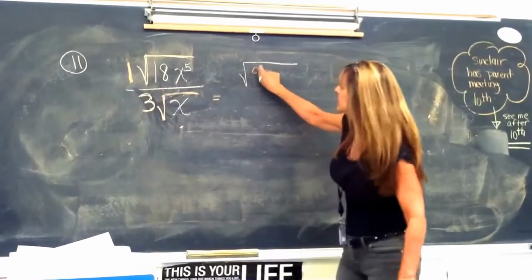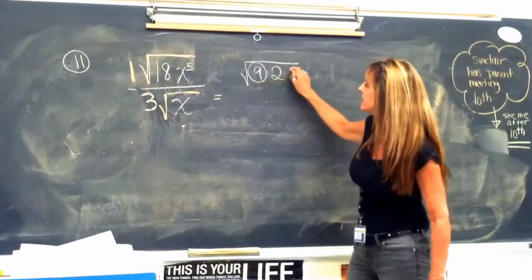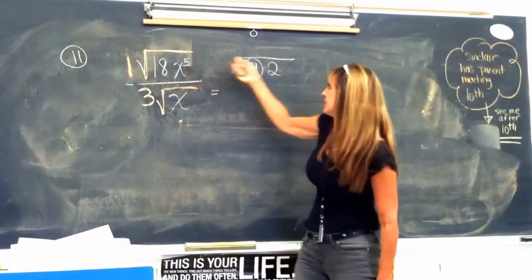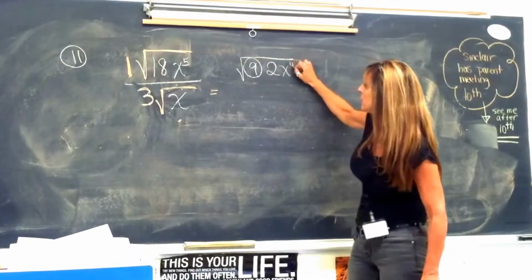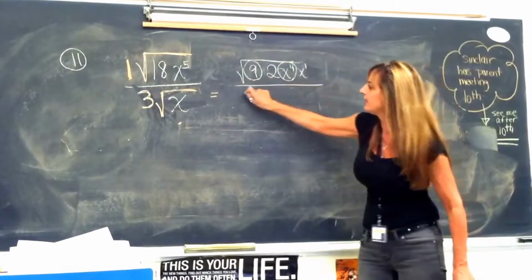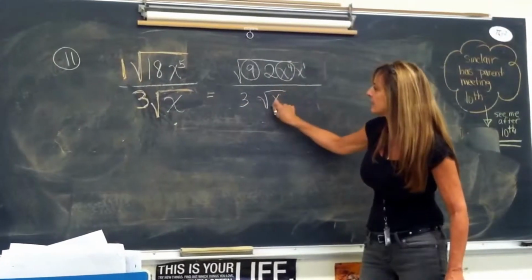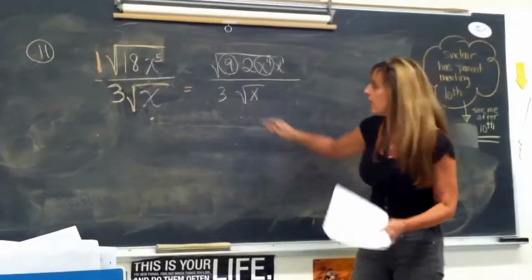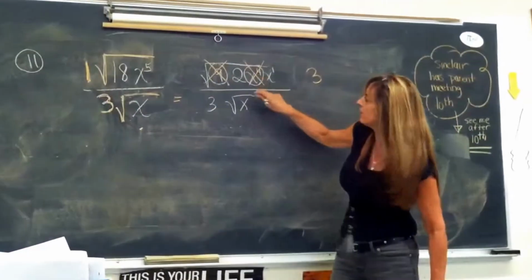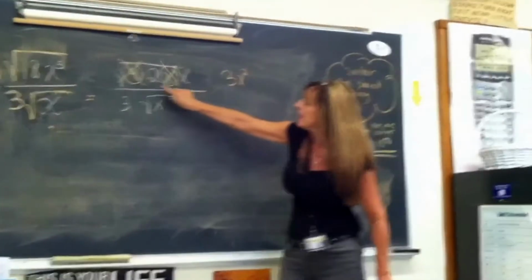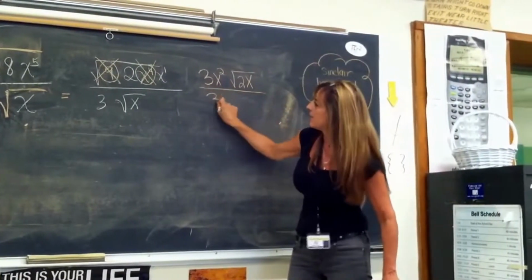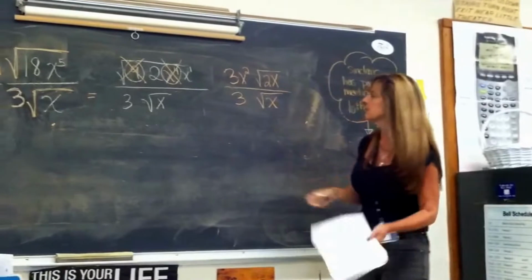All right, so I have 18. So 9 times 2 is 18. I have to get a multiple of 2 if it's a square root. And I'm going to use the biggest one I can think of, which would be x to the 4th times x to the 1. And then I'm dividing it by a 3 and a square root of x. So let me pop out the perfect ones. The square root of 9 is 3. The square root of x to the 4th is x squared. And then left inside, I have a 2x. I have a 3 and a square root of x.